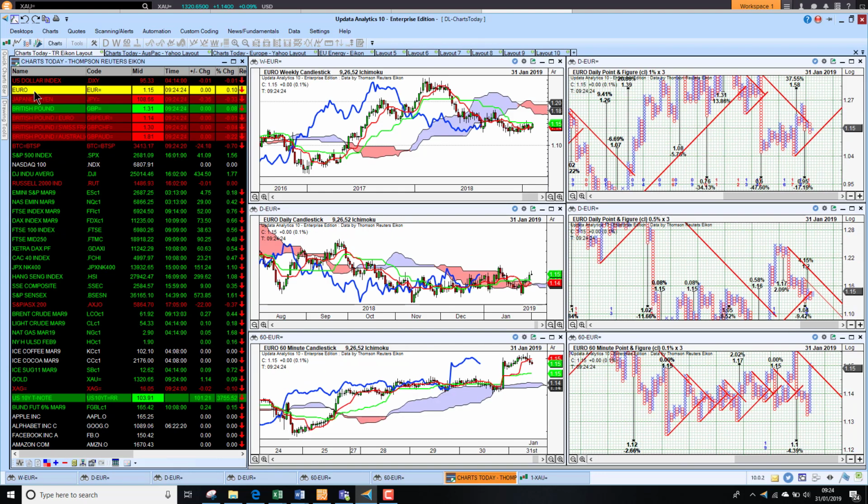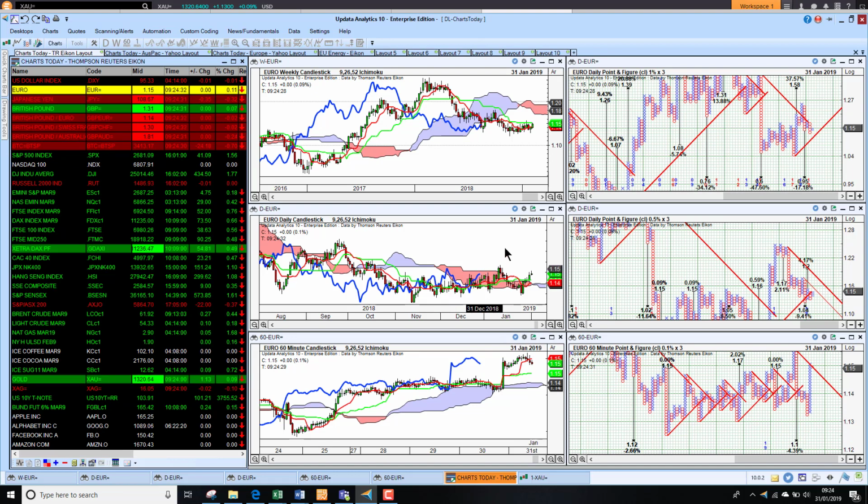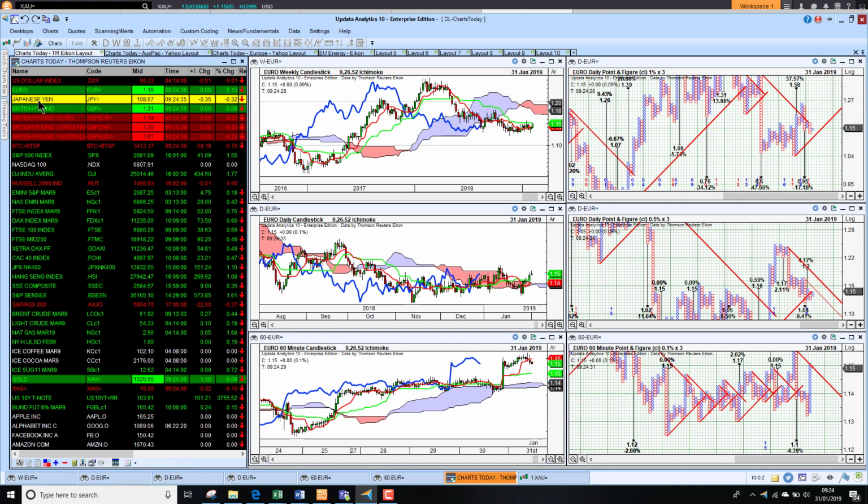Looking at the euro, we see that the euro is looking stronger on that weaker dollar. We do still have a downside target on the short-term chart, but medium-term, if we can rise up through the cloud, then that puts us into a more bullish trend on Eurodollar.